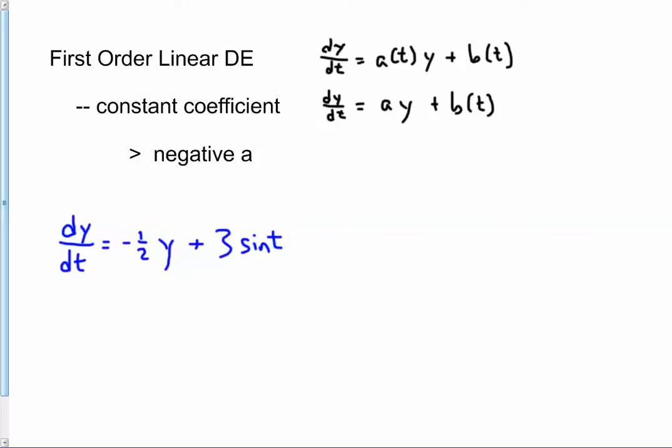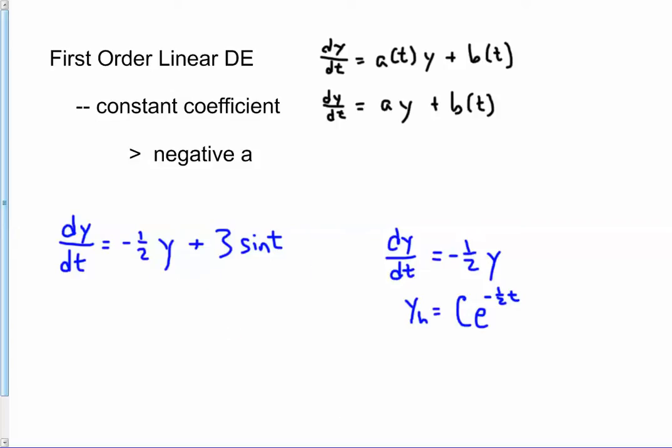Now, we're going to solve this using the linear principles, not the integrating factor. So we look for the homogeneous solution first. There's the associated homogeneous differential equation, and with constant coefficient, we know this is very easy to solve. It's c times e to the -1/2 t. And this is the thing: if you have a negative a, you will get a negative exponential for your homogeneous solution.